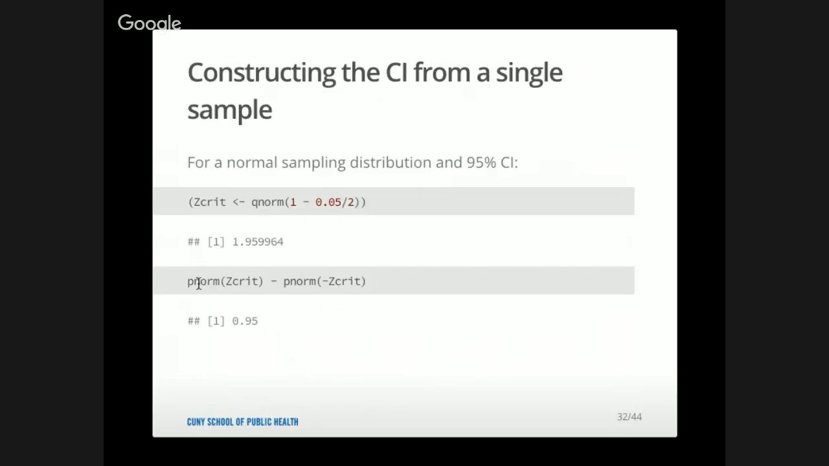By the way, for all sorts of different distributions, they have equivalent probability and quantile generating functions to this. It's PT and QT for the T distribution. It's P binom and Q binom for the binomial distribution. They all have equivalents of these.